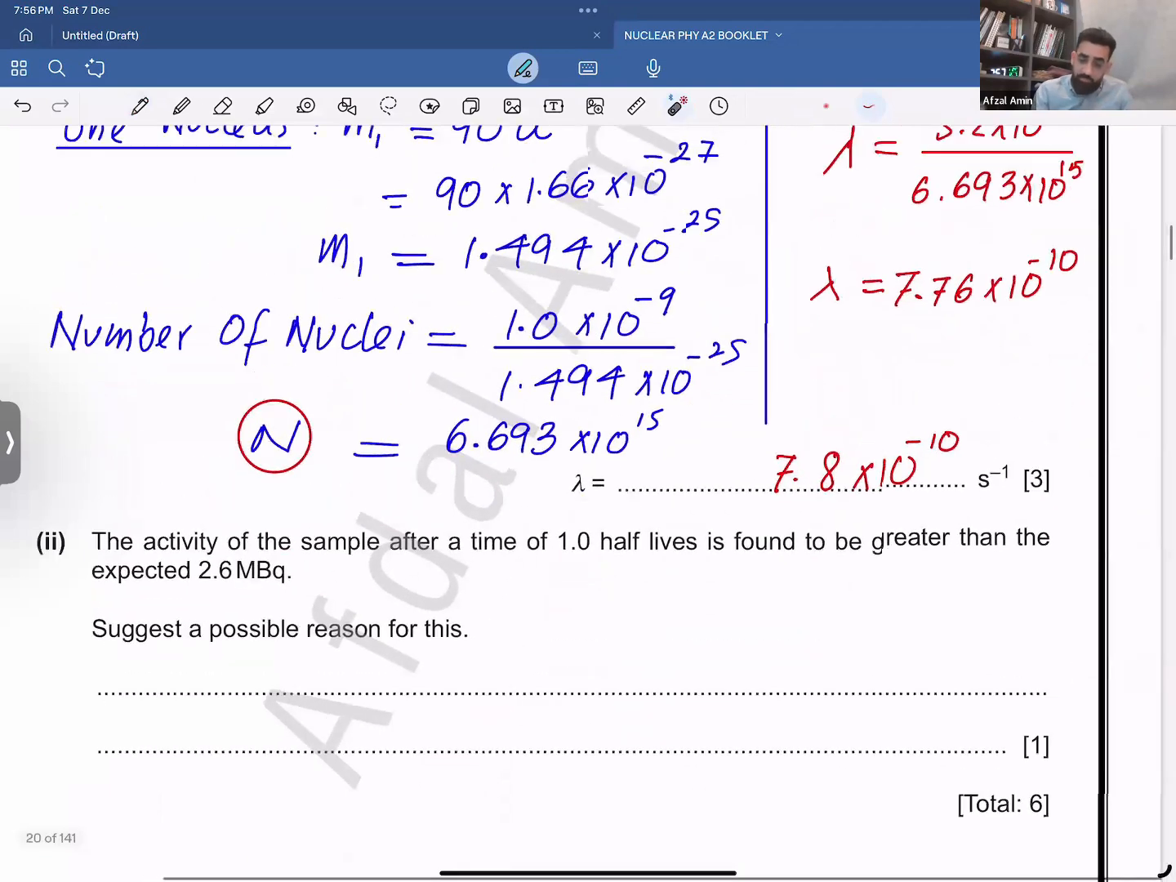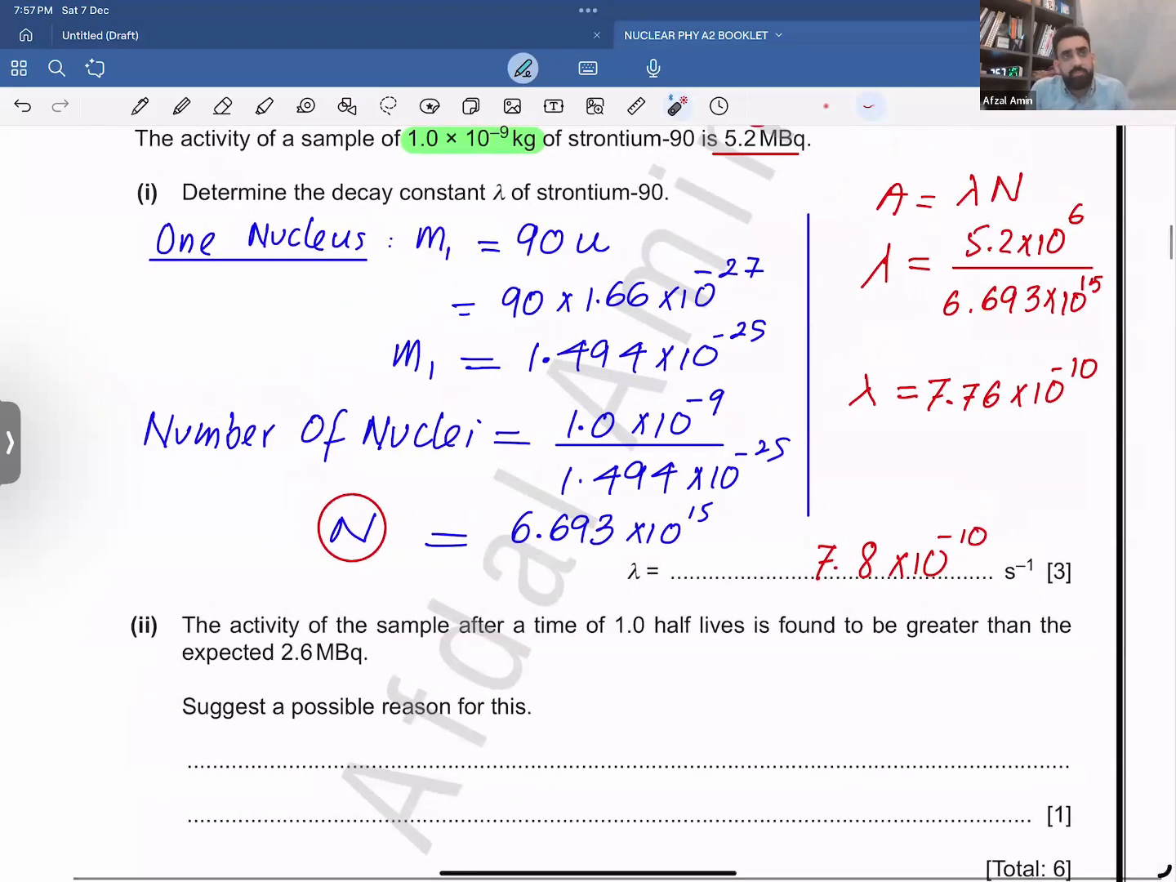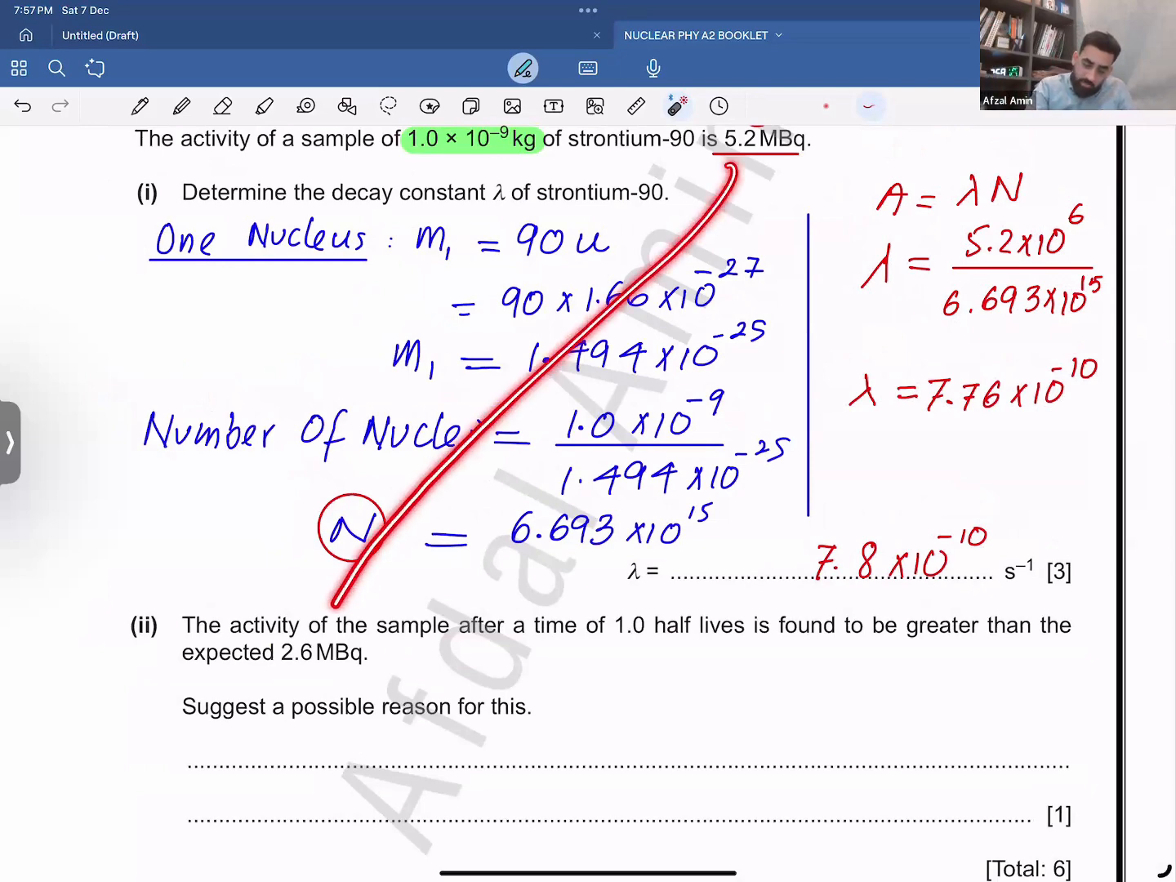Let's read the next part. The activity of the sample after time one half-life. Meaning after one half-life, it should be 50%. But it is found to be greater. Last time when we closed the topic, what did I tell you? That measured count could be different than the true count. Now we expected that half of 5.2 should be what? 2.6. But they are saying now it is greater.